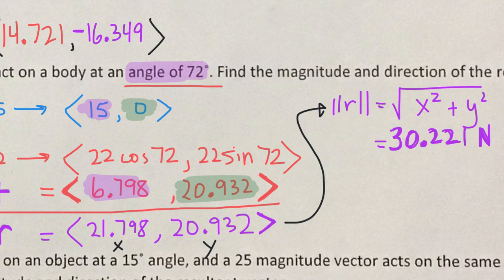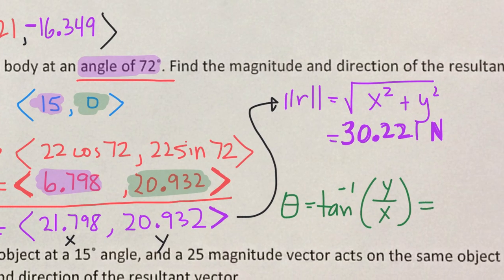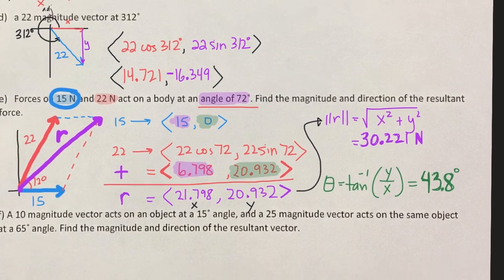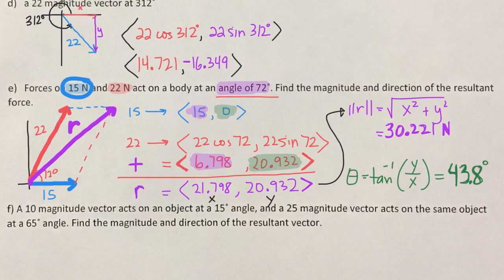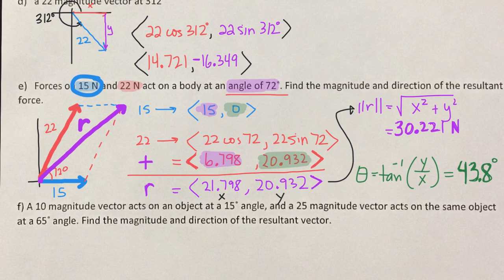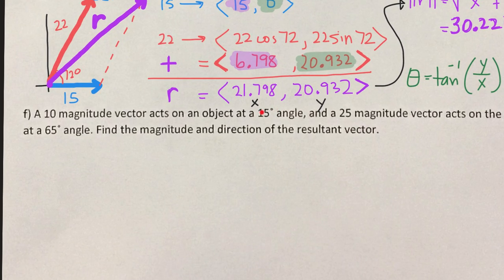Now to find the direction. The direction is always the inverse tan of the y component over the x component. So just like we did up above, we're going to use your y and your x, these purple things, because I wrote them in purple, and figure out what the angle is going to be for our resultant. So 43.8 degrees. Let's see if that matches up with what we have over here. I can believe that it's less than 72, sort of in the middle-ish, so I believe that would be a great answer.